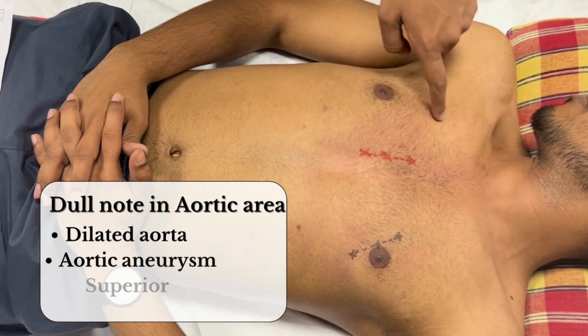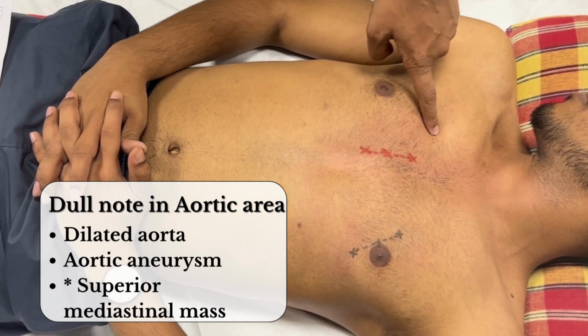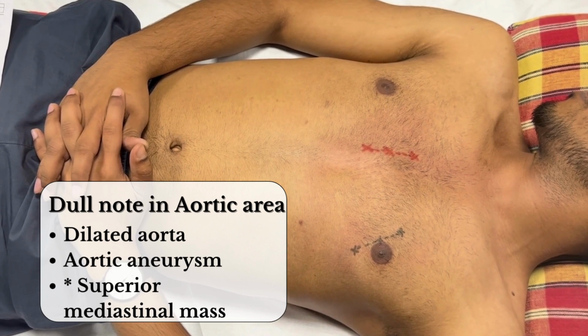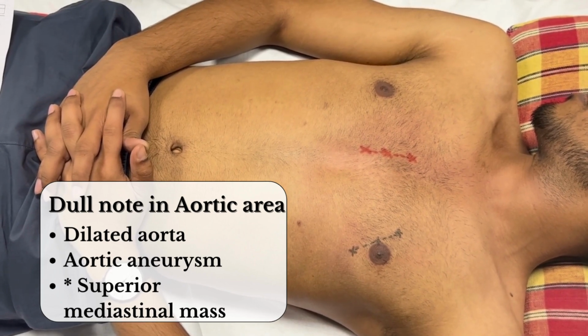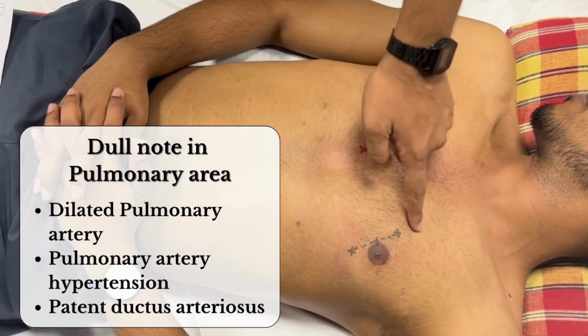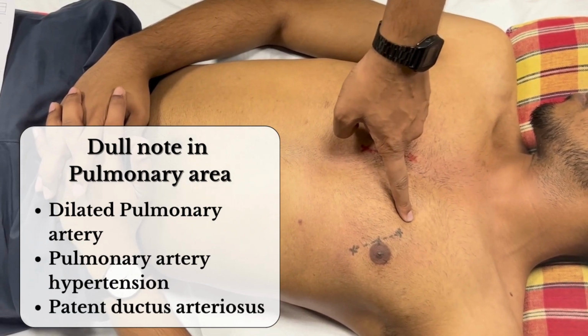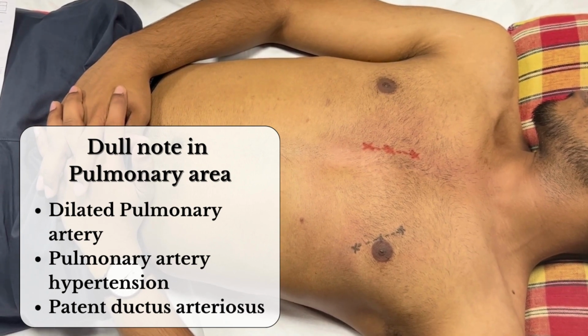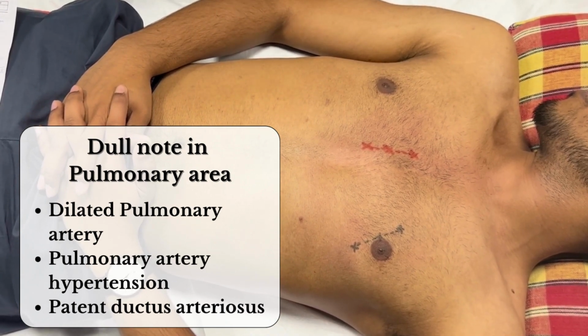A dullness noted in the aortic area, that is the second intercostal space on the right side, signifies a dilated aorta, aortic aneurysm, or superficial mediastinal mass. A dullness in the pulmonary area, that is the second intercostal space on the left side, signifies dilated pulmonary artery, pulmonary hypertension, or even patent ductus arteriosus. Now let us move on to some other methods or percussion signs in CVS examination.